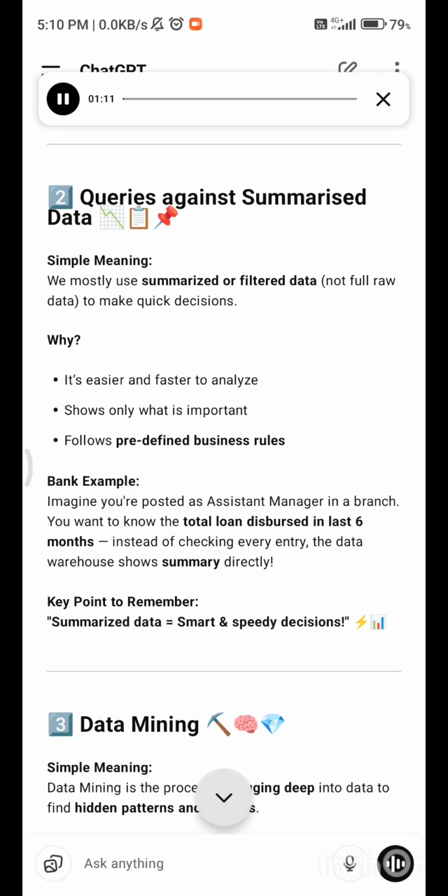2. Queries against summarized data. Simple meaning, we mostly use summarized or filtered data, not full raw data, to make quick decisions. Why? It's easier and faster to analyze, shows only what is important, follows predefined business rules. Bank example. Imagine you're posted as assistant manager in a branch. You want to know the total loan disbursed in last 6 months. Instead of checking every entry, the data warehouse shows the summary directly. Key point to remember: summarized data equals smart and speedy decisions.